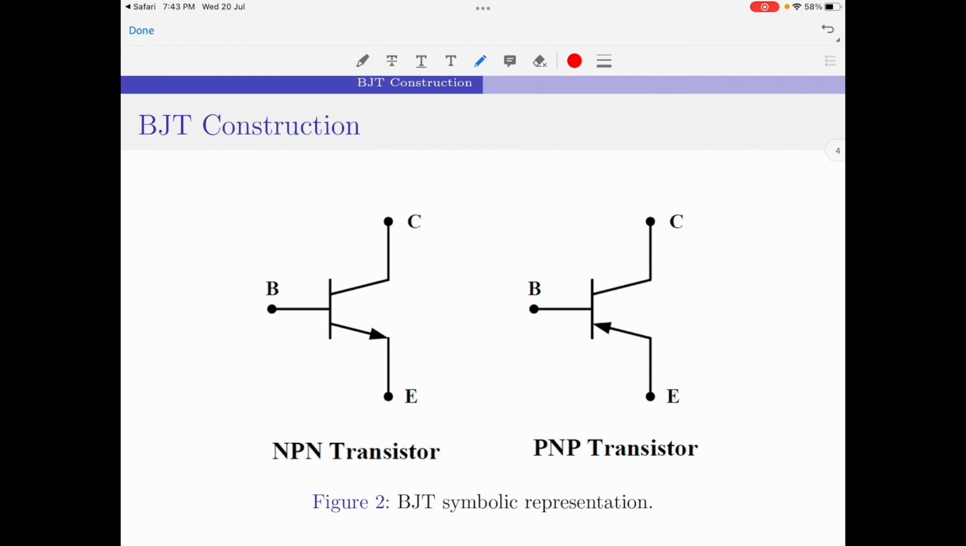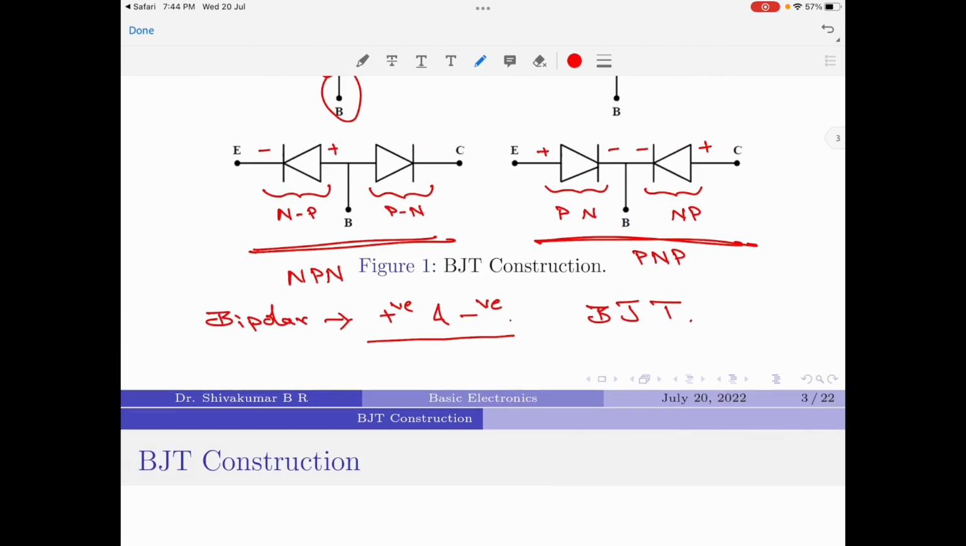The symbolic representation of the BJT is as shown in figure 2 here. The first diagram here is for the NPN transistor and the second diagram is for the PNP transistor. We differentiate the two symbolic representations by looking at the arrow as what is shown here. For an NPN transistor, the arrow is pointing out of the device, and for a PNP transistor, the arrow is pointing towards the device. Let us now understand how and why this arrow specification is used for NPN and PNP. For that, we will be once again using figure 1 here.